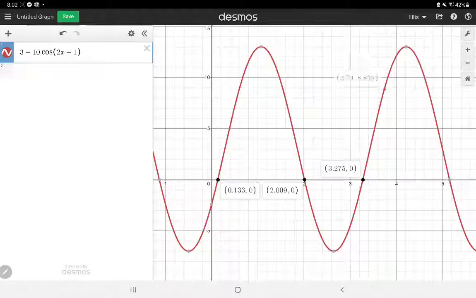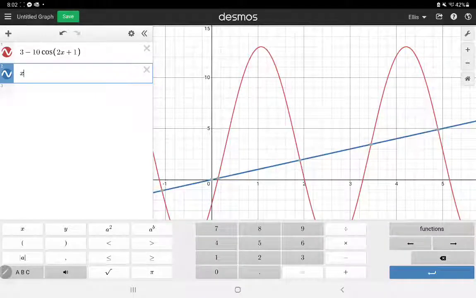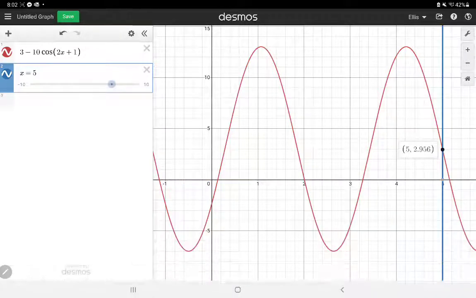And if you have a look on your graph, you probably see that you can't quite do it. I'm using trace to kind of cheat. But there's a few ways you could do it. Something you could do is put in an x equals function. In this case, x equals 5. And then you can use the intercept tool to actually work it out. It's 5, 2.956.